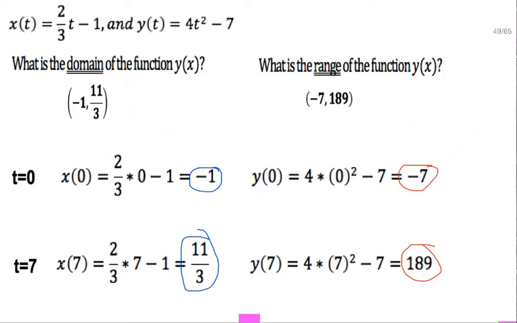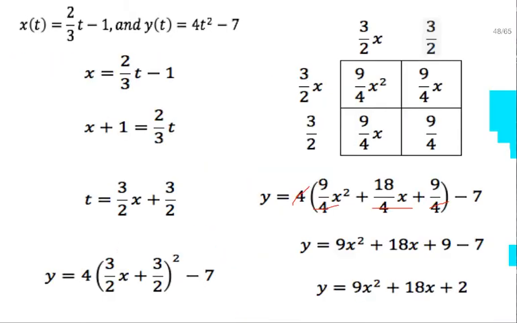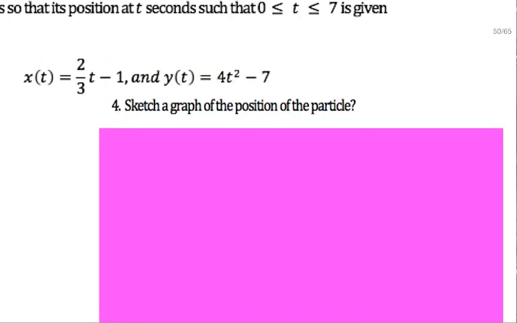All right, hopefully this wasn't too hard. It should be pretty easy. The last thing that you need to do is sketch a graph of the position of the particle. Honestly, you can either use your parametric function and graph it, and make sure you change your limit from 0 to 7, or you can go back and graph the rectangular function and then just set the limit like I showed you in class earlier, a couple days ago.